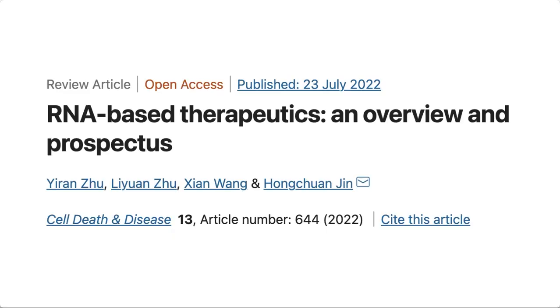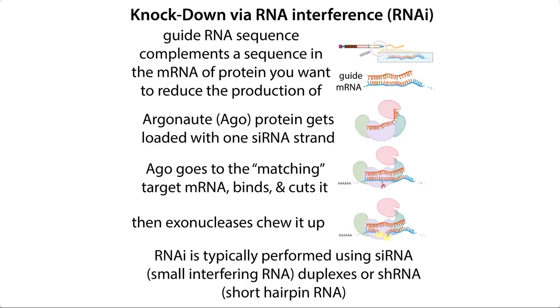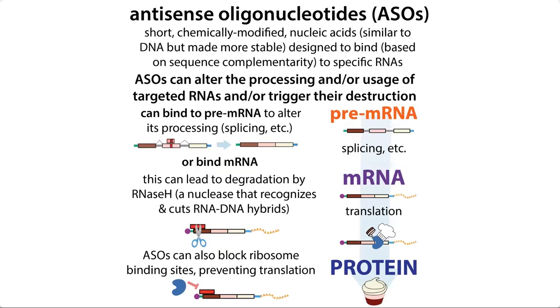I don't have time to go into the details, but there are a lot of different nucleic acid-based therapeutics, things like mRNA vaccines, where we can give cells mRNA and get them to make specific proteins. There are also things where we can give cells smaller pieces of RNA, things like microRNAs and siRNAs that can be used to silence gene expression through RNAi. There are also things like antisense oligonucleotides that can alter how different RNAs are processed.